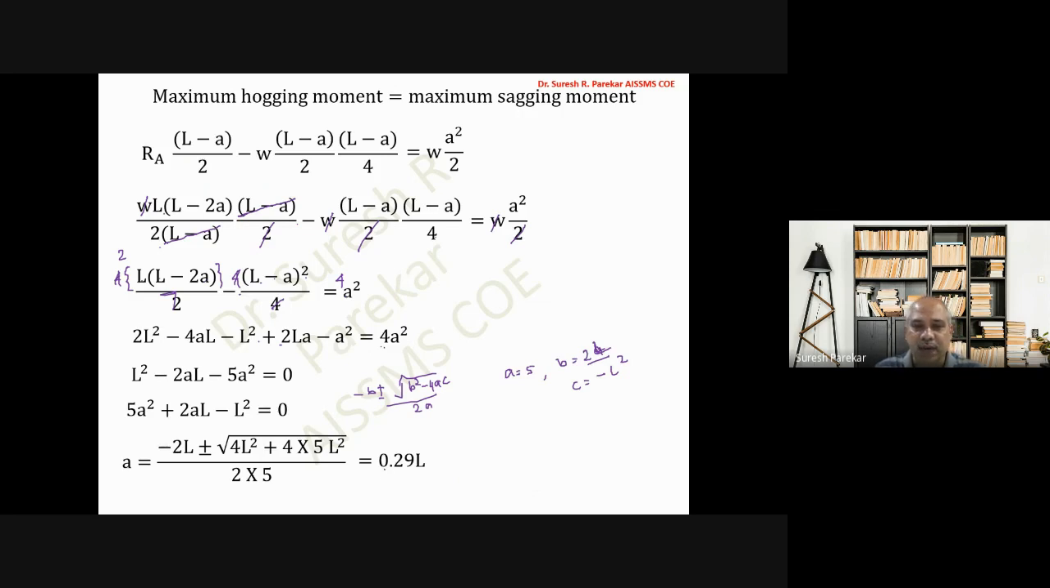And then we have to find maximum bending moment. Again, we have wa square by 2. Both are the same, so we will substitute the value of a as 0.29L. And from this, we will get the value of maximum bending moment 0.042 wL square. So we have actually wa square by 2, and value of a we have 0.29L.